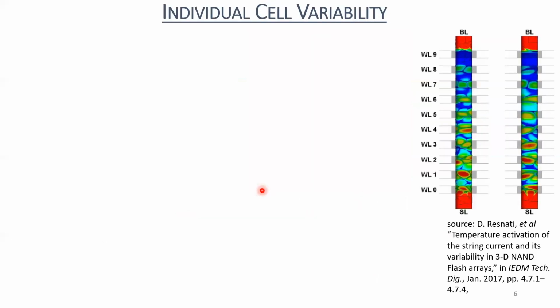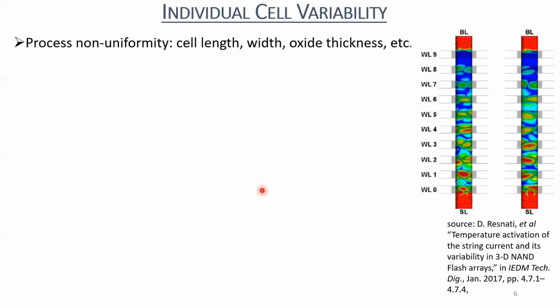I first characterized the individual cell variability. So in your 3D NAND flash cell, what can be the sources of variation? Let's talk about it. There can be process non-uniformity. These are two different strings along your 3D NAND flash array. There can be a difference in the cell length; when you are fabricating the cell, their WL lengths can be different, their widths can be different, their oxide thickness can be different. The ONO thickness can be different for each of these cells and different strings.